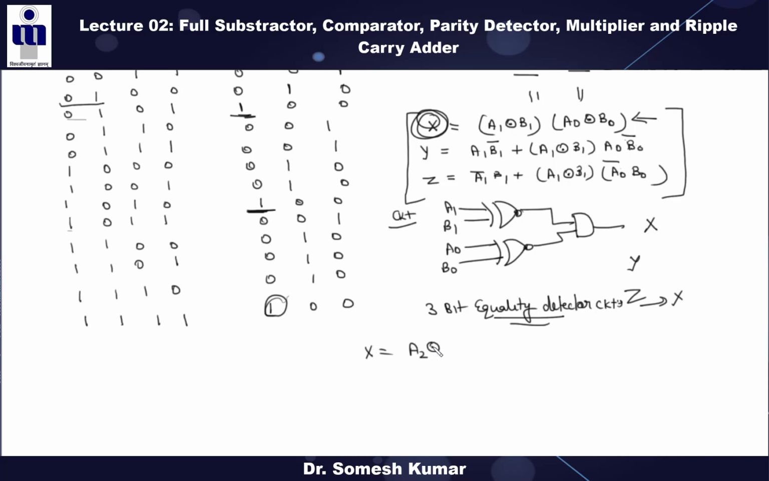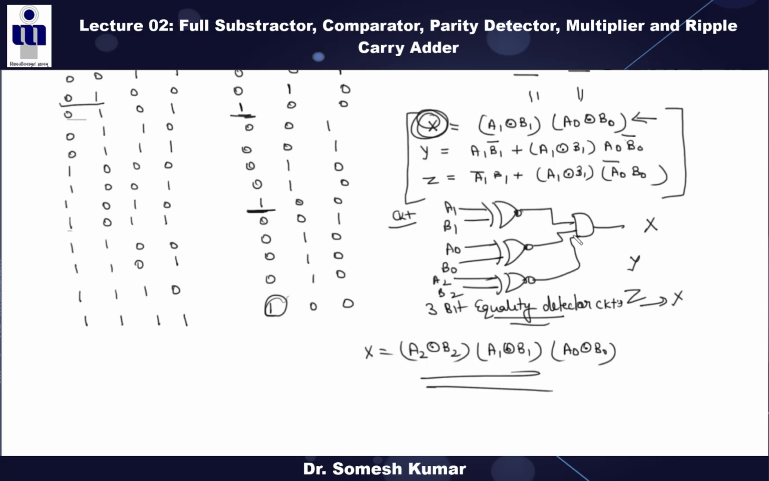This is A2, this is A1, this is XNOR, this is A0, XNOR, B0, right? This is the expression for the 3-bit equality detector. It is clearly seen, right? And the circuit is this one. This is A2, B2, and C, right? Clear? So this type of indirect question can be asked in your exam.